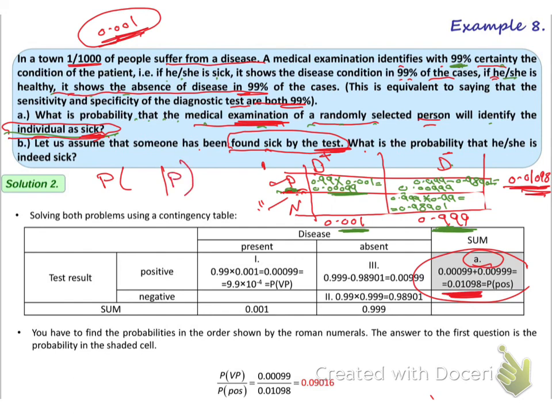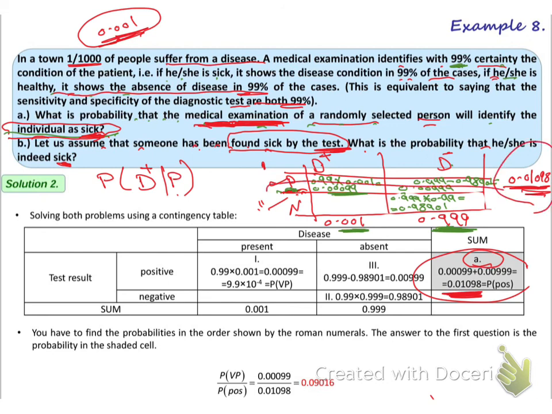Okay? But what is the probability he's looking at? Let us assume someone found positive, given positive. What is the probability he or she is sick? So he is looking at the probability he's really sick. Okay? So here, in order to avoid confusion, in the first question he said sick, and also he said sick. But here he said that he did medical examination. The result of the medical examination will be either positive or negative. So that's why we selected positive.